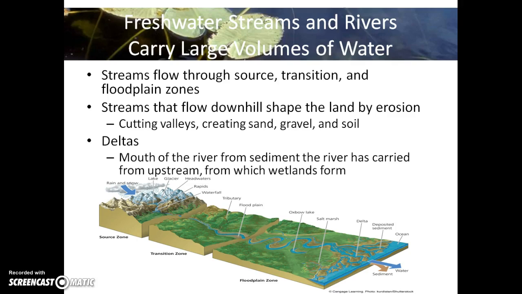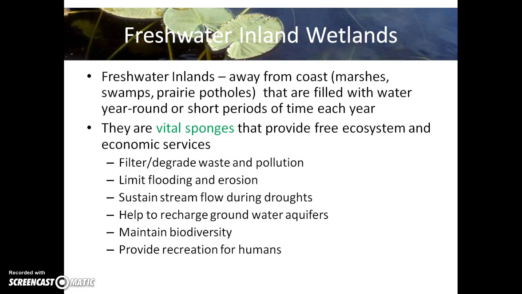Flowing bodies of water have to go through several zones to cut through land before reaching the delta, or the mouth of the river. At the mouth of the river, wetlands are often found. These freshwater wetlands are similar to coastal wetlands, except that they are inland and don't have a high salinity.